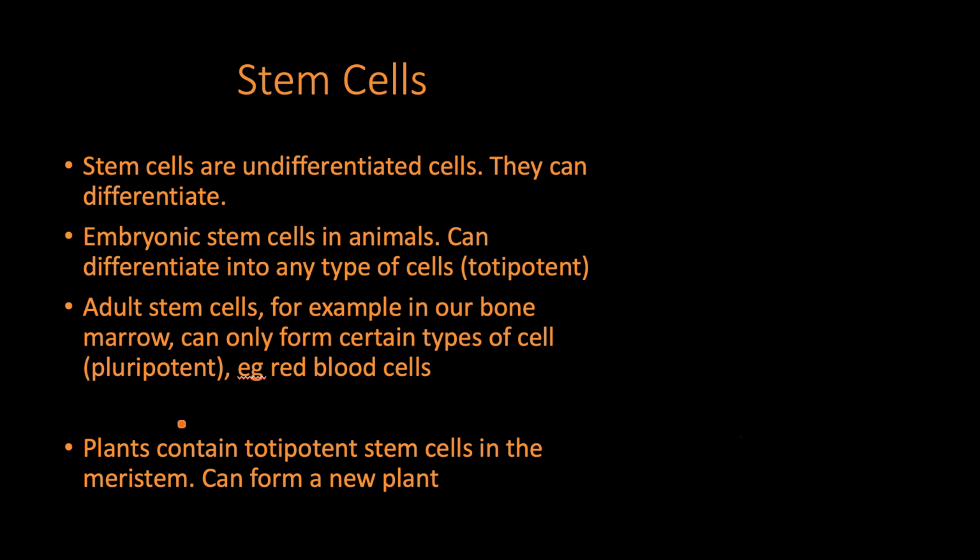Plant cells, though, contain totipotent stem cells in a tissue called the meristem. We spoke about that already. That's how plants are different to animals. That's why we can clone plants simply by cutting parts of them off.